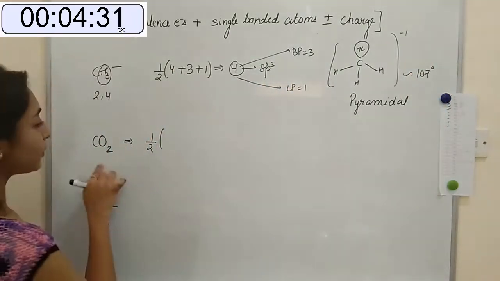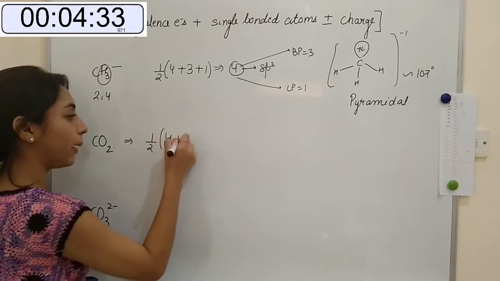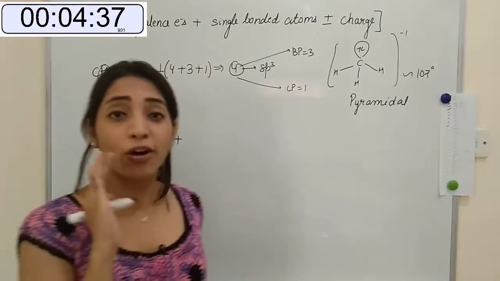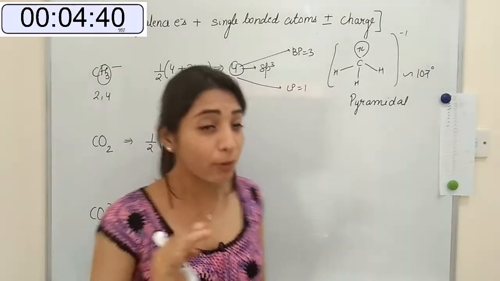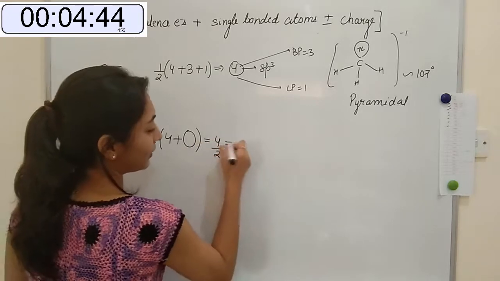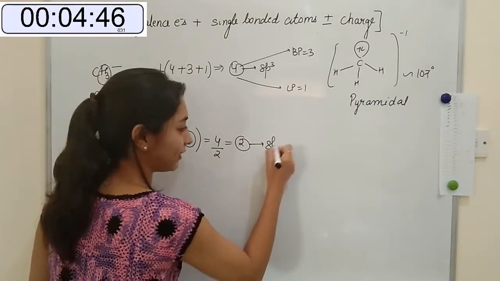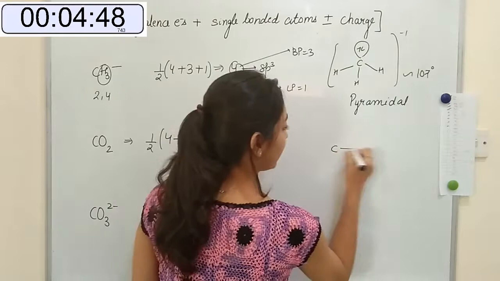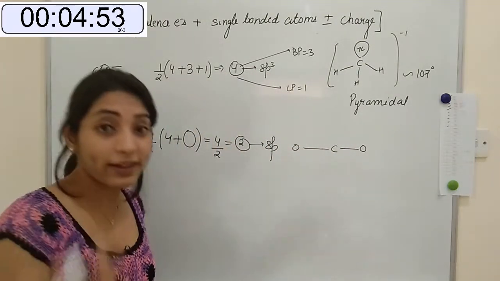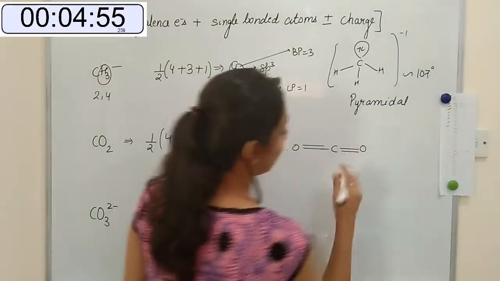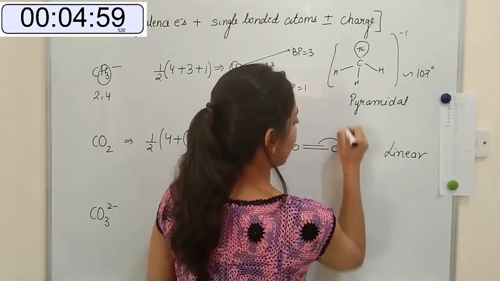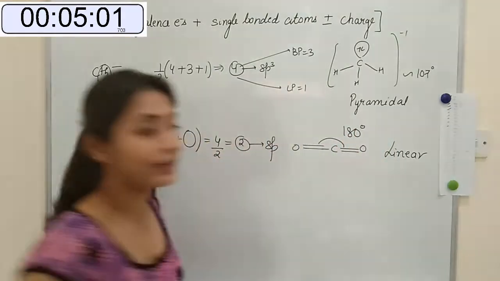Then let us move to carbon dioxide. 4 plus, don't write 2 here, because oxygen gets attached by double bond. So we'll just assume 0. So 4 by 2 means 2, 2 means sp. sp means carbon in the center, 2 oxygens here. But you know that oxygen gets attached by a double bond, so put double, double. Take a photo, it appears to be linear and the bond angle is 180 degrees.